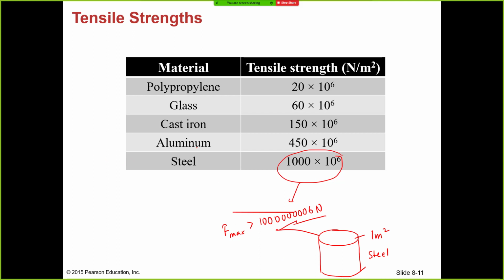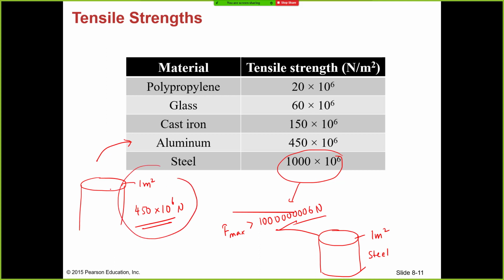So that's the tensile strength. Same thing with aluminum. To break an aluminum rod that has a cross-section area of 1 meter squared, you need a force greater than 450 times 10 to the 6 Newton. Okay, so that is what tensile strength is.